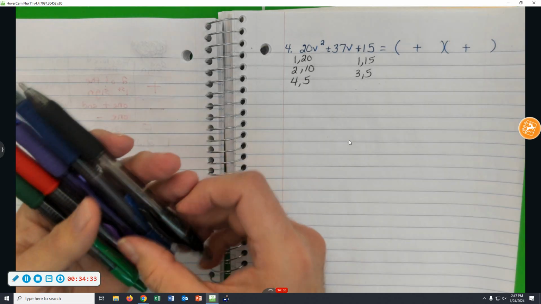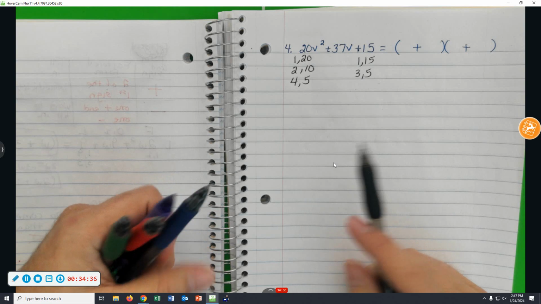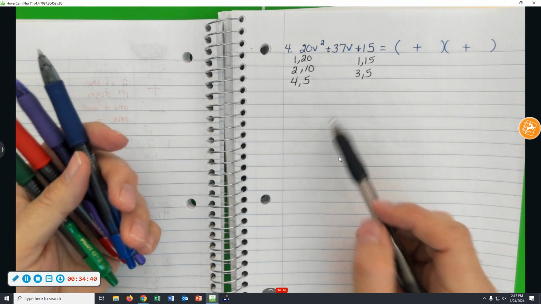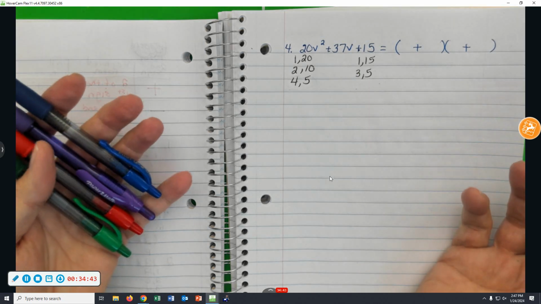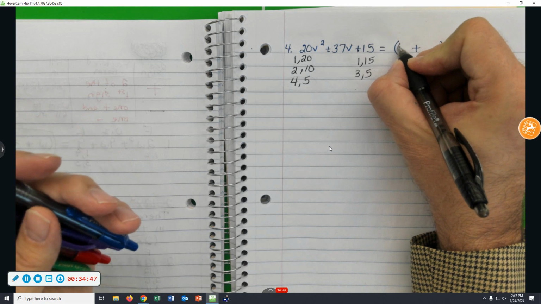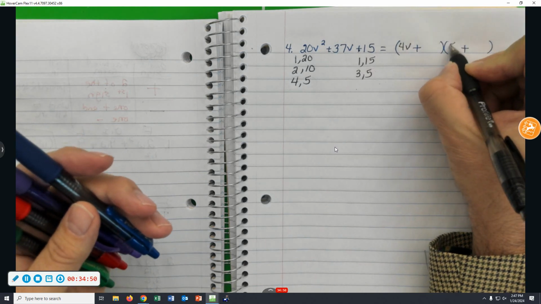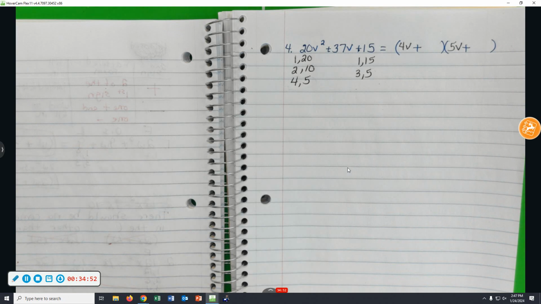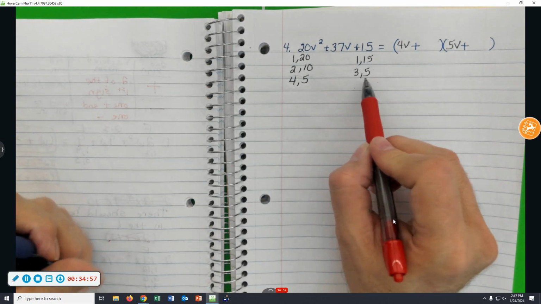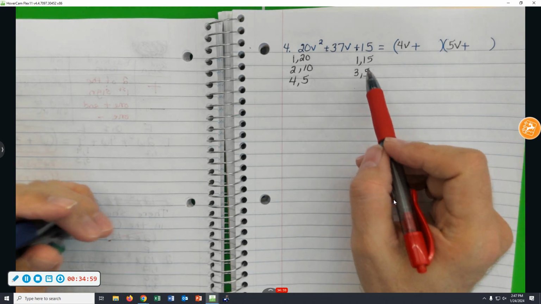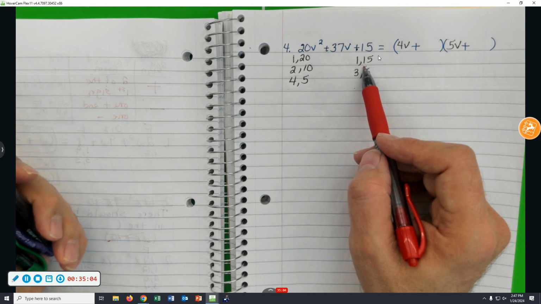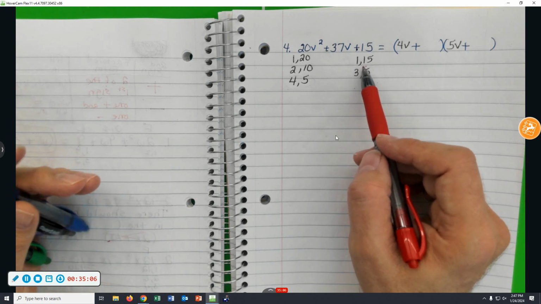Well, it's a matter of how fast you can find the pairs. Here's what I think I'm going to do. I'm going to start with 4 and 5 and try it with 3 and 5. By starting with that, I mean I'm going to put 4v times 5v. Now I'm going to try it with 3 and 5, and if that doesn't work, I'll try it with the 1 and 15, but when you start multiplying 15 by either 5 or 4, that's going to get you a pretty big number.